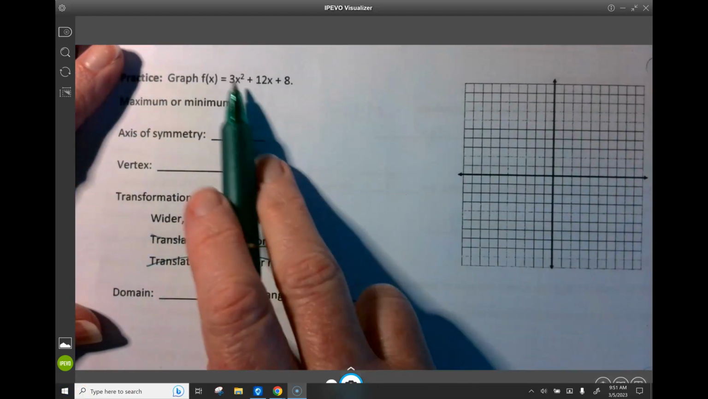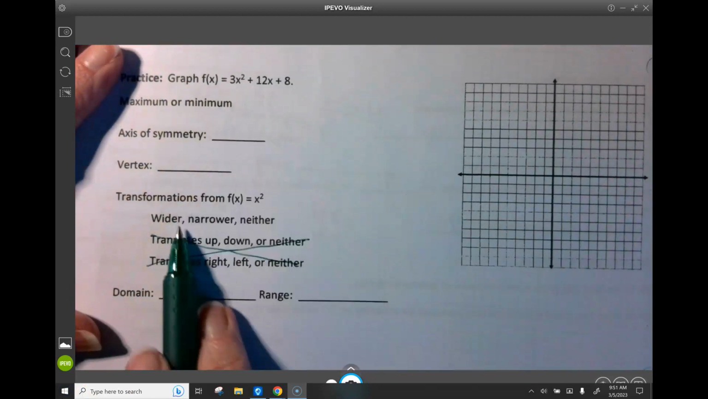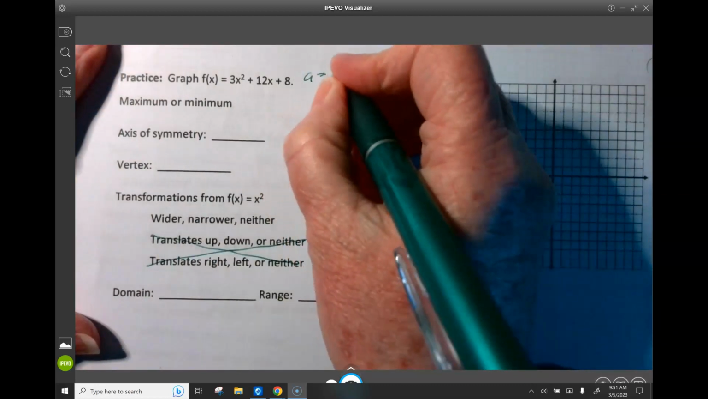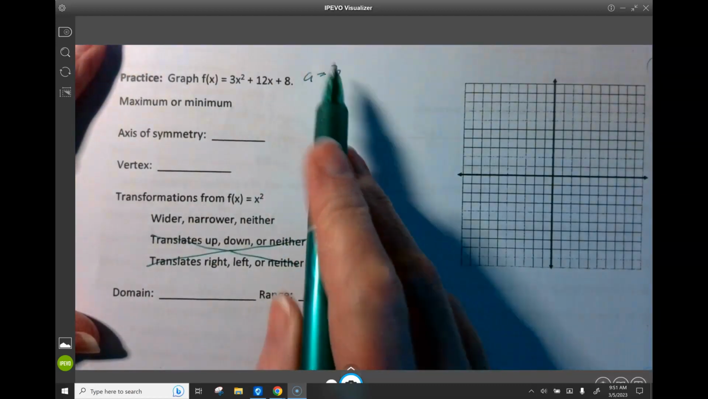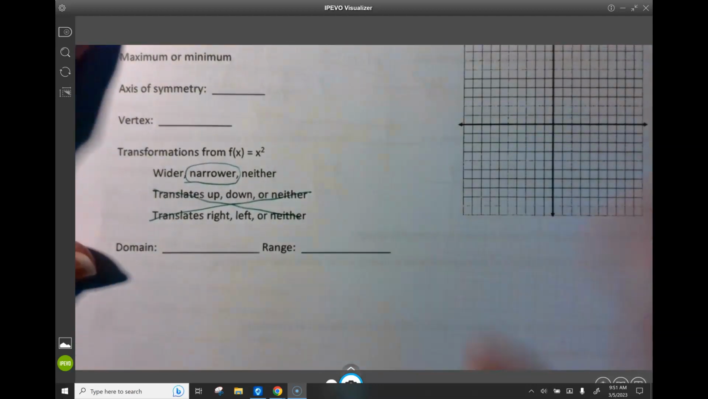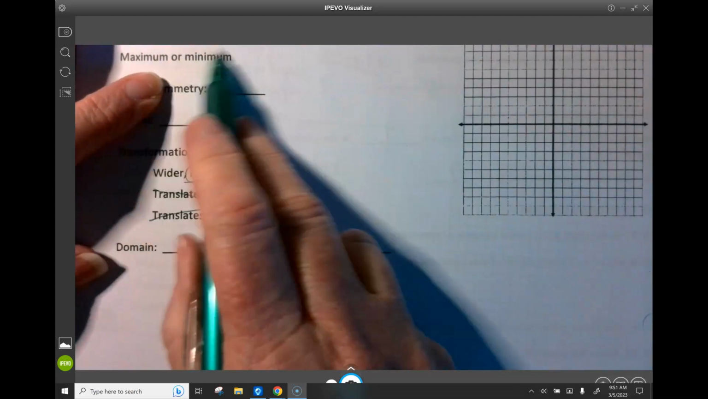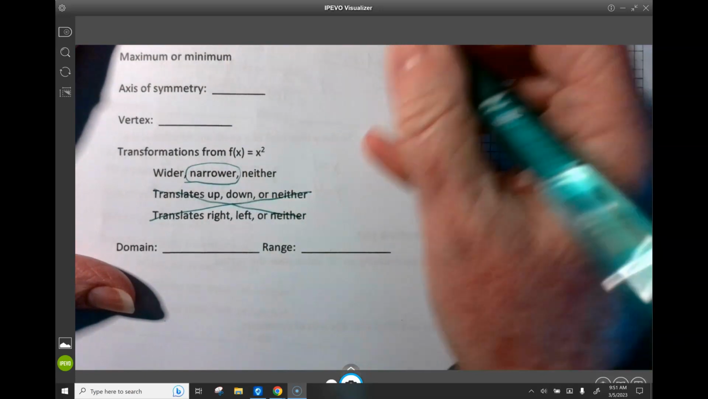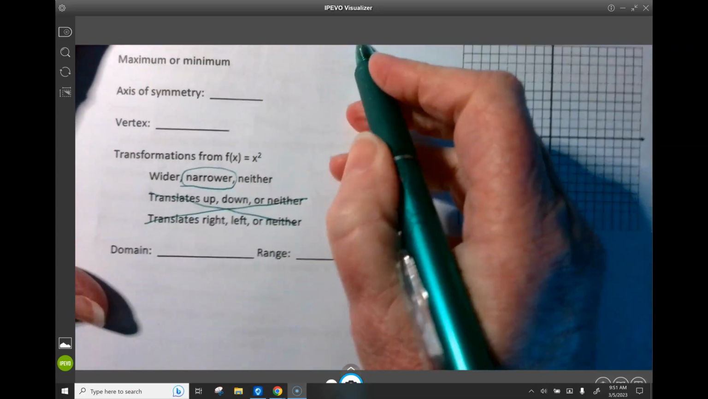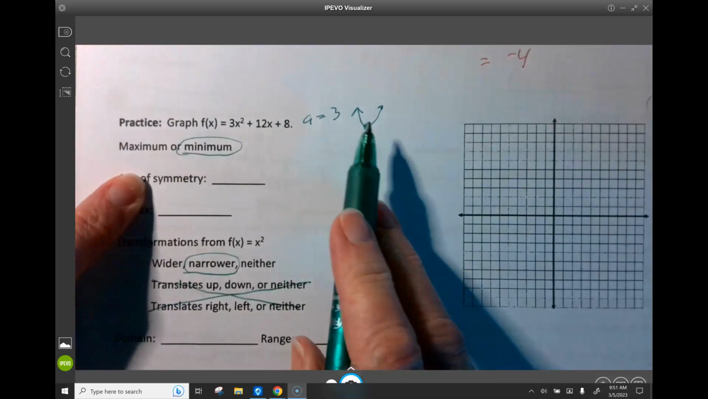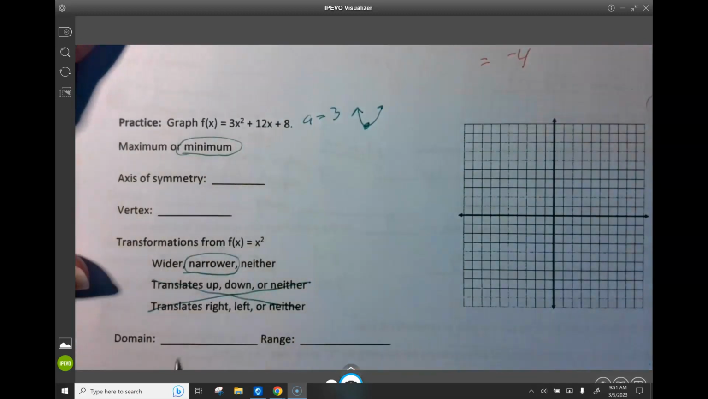What I was saying earlier is that we can determine right away if this is wide, narrow, or neither in comparison, because a is equal to 3. That's a whole number, so therefore it's going to be narrow. Wow, we must have liked the 3s. Okay, now I'm going to just sketch it. a is positive, so it opens up. If it opens up, my vertex is my lowest point, so this is a minimum. Max and min are based off your vertex.